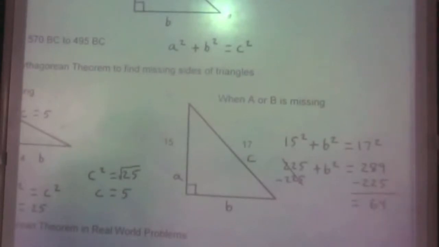Okay, bring down our equal sign and bring down our b to the power of 2. All right, and some people might know what the answer is already. There's one last step we have to do. So we are going to take, because 64 is b squared, b to the power of 2, we just want b by itself. So I'm going to take the square root of 64, which would be 8. Okay, so that's what that missing side is. B equals 8.